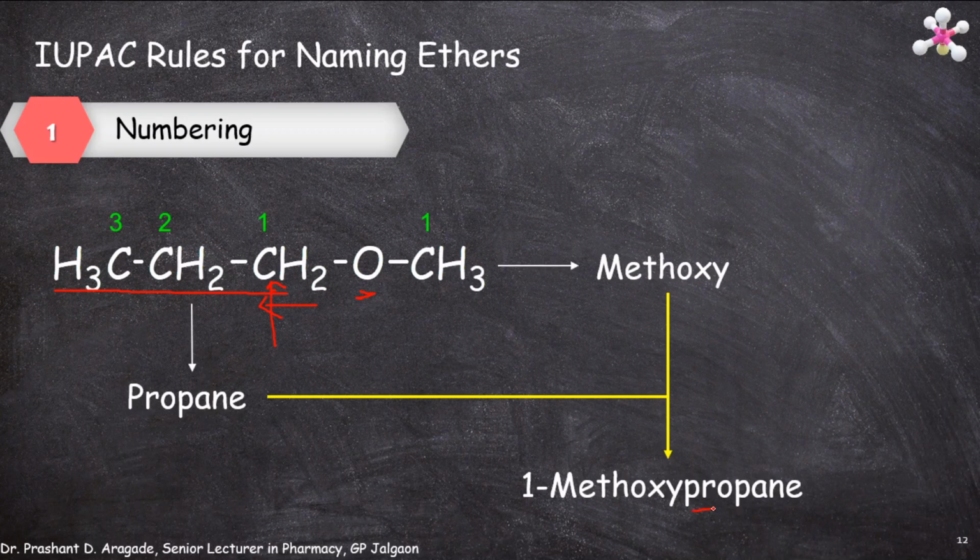Remember that the parent chain is an alkane chain on which alkoxy is regarded as a substituent. So as it is a substituent, you have to mention the position number of the substituent. So this is regarded as the parent chain on which this is a substituent, that is alkyl group plus oxygen. That's why it becomes the alkoxy. As it is a methyl group, it is a methoxy. And this one number indicates the position of the carbon atom in the parent chain on which the methoxy group is attached. So 1-methoxypropane is the correct name of this compound.